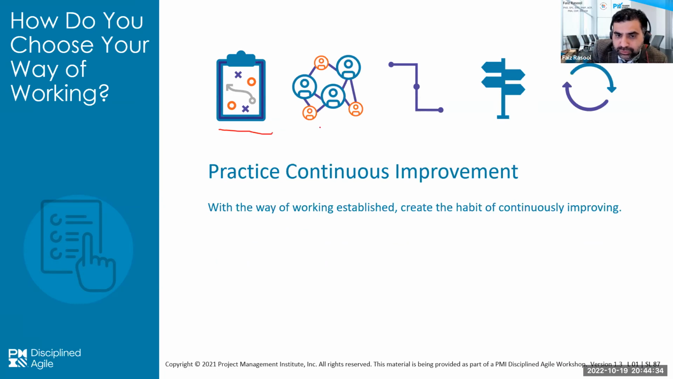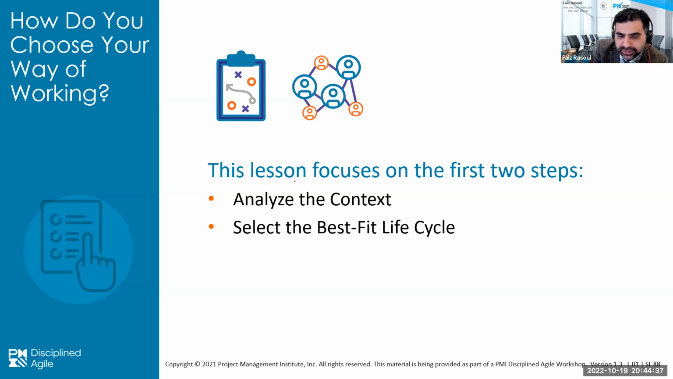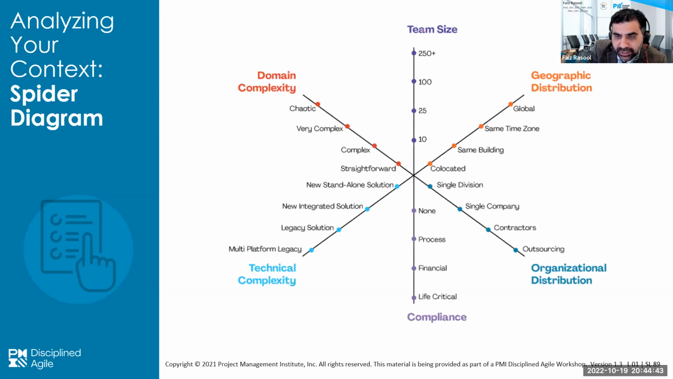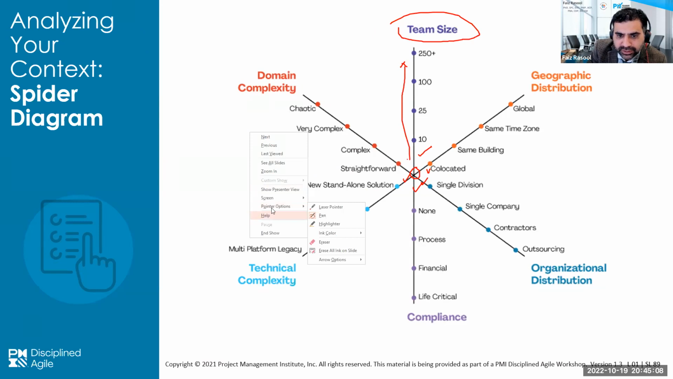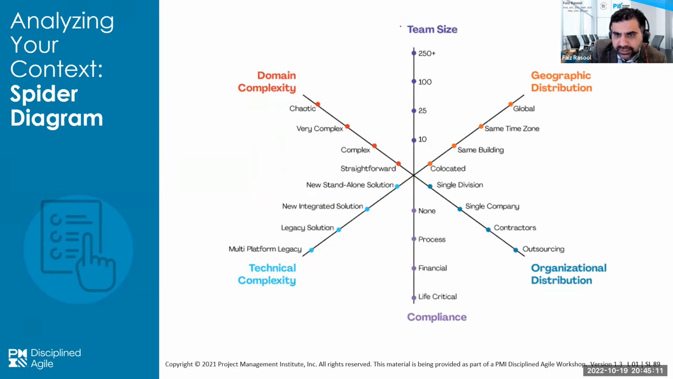We will quickly go through the first two steps, that is, analyze your context and then select the best life cycle. When you are analyzing context, PMI provides this beautiful spider web that helps you to perform tactical scaling and understand the complex environment. This spider diagram says that if you are near the center, your situation is easy, not complex. But if you are far from the center, then you are working in a complex environment, and that depends on the team size. Bigger team sizes, complexities are more, geographically distributed.